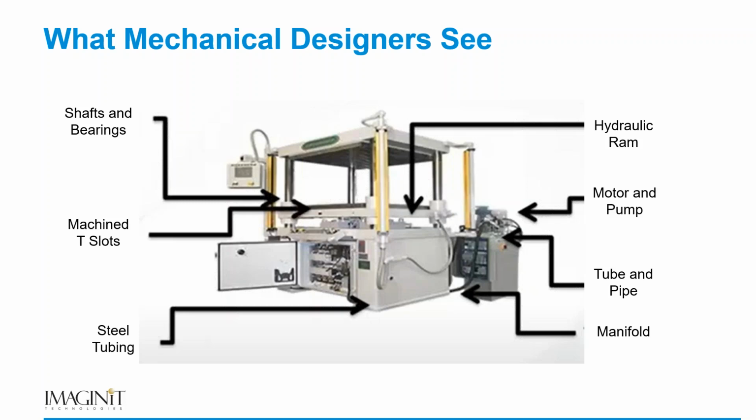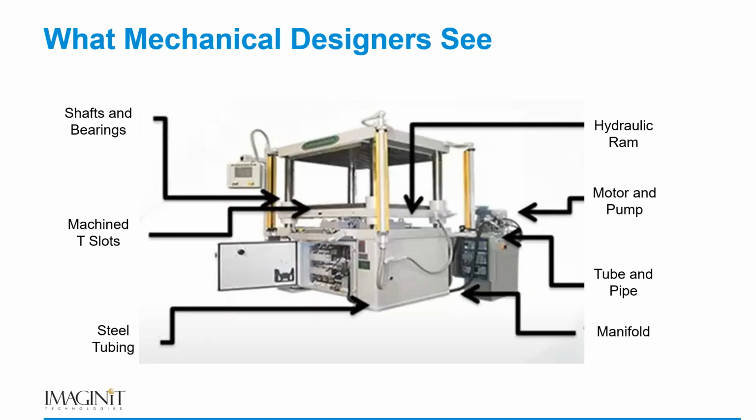Okay, cool. We've got these machined components. We've got some tube steel here for the base. There's a manifold down there, tube and pipe. There's a motor, hydraulic ram. I'm seeing all of the components that are going to be stamped out, milled, machined, that we need to create a CNC program for. That's what I'm thinking of when I see something like this.